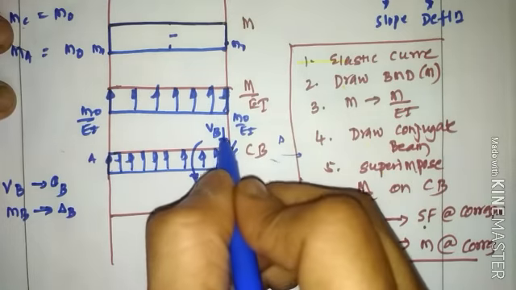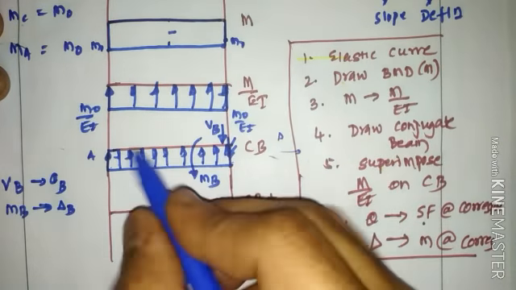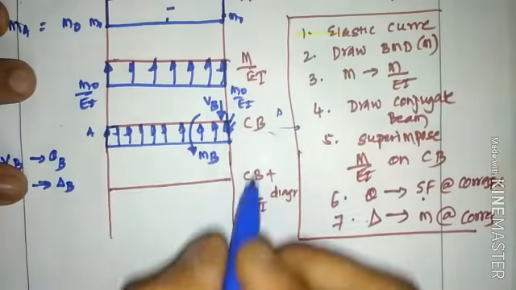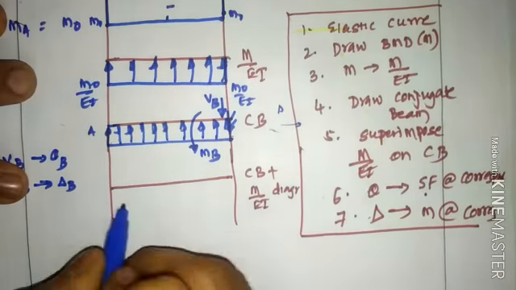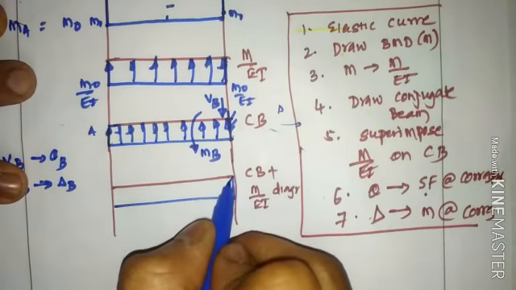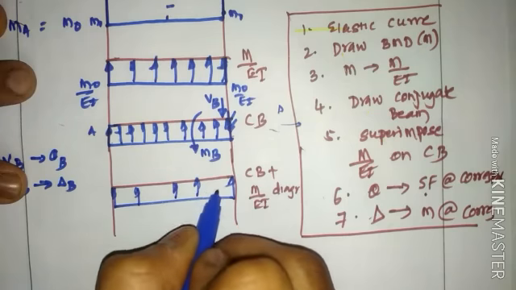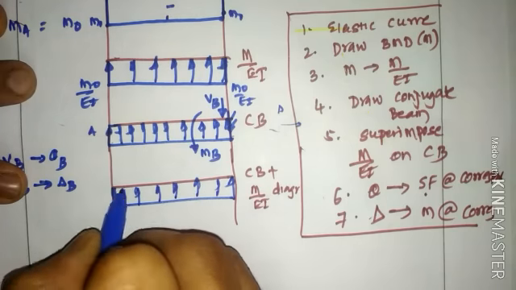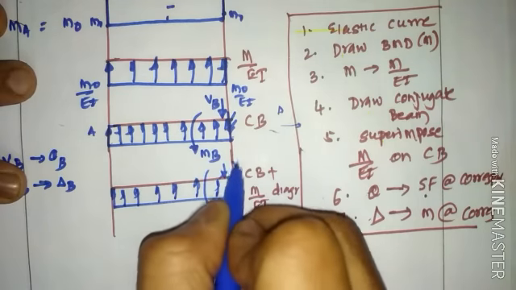Now check out, the direction of VB is downward on the right hand side because the load is upward. To calculate this particular value of VB, this is the conjugate beam, and again I'll draw this particular diagram here. After superimposition, this will be the diagram we are going to get, and this will be the direction of moment MB and VB.